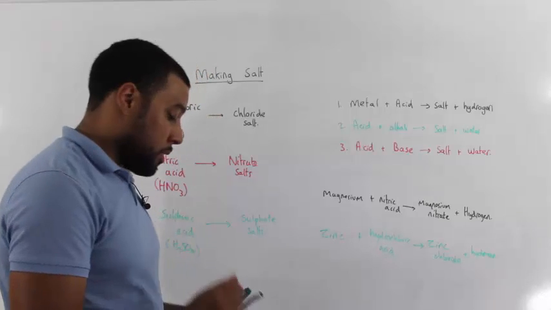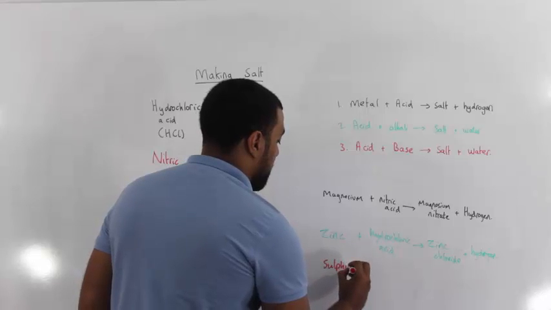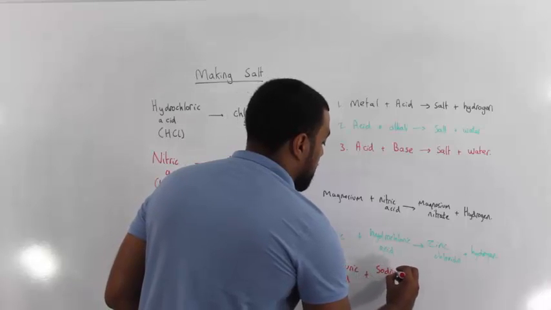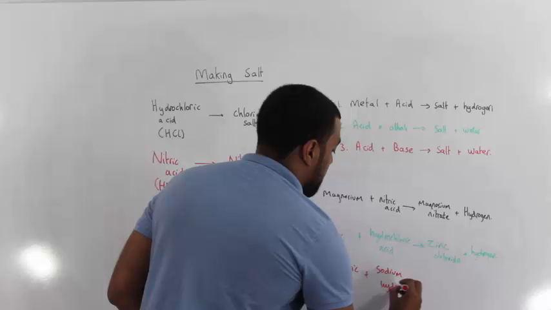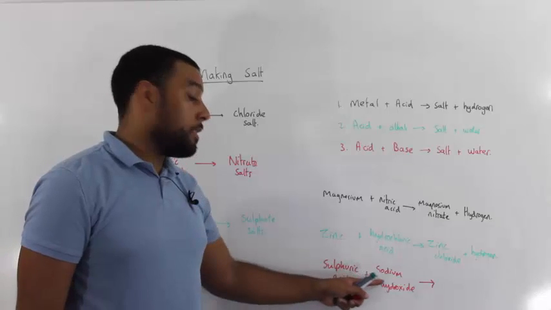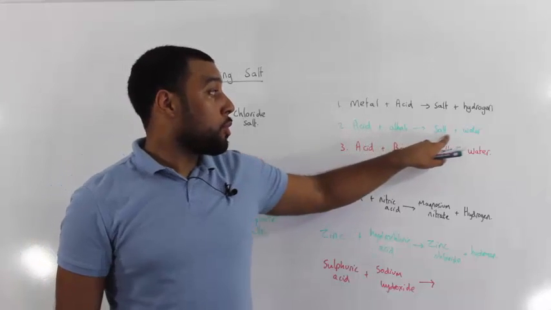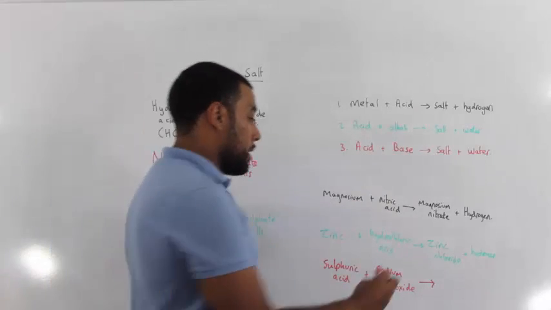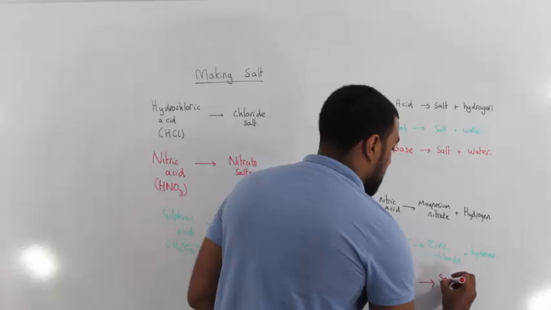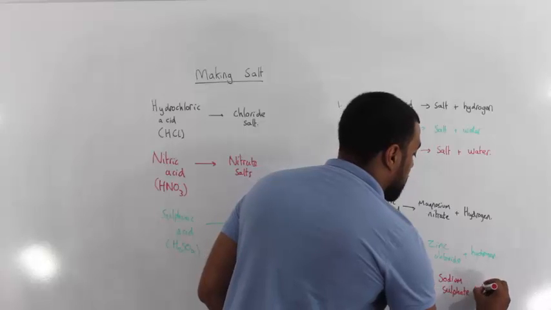Let me give you guys just one more example. What if we used sulfuric acid and sodium hydroxide? This time I've got an acid and an alkali. Remember, an acid and an alkali produces a salt and water. So I would make here sodium sulfate and water.